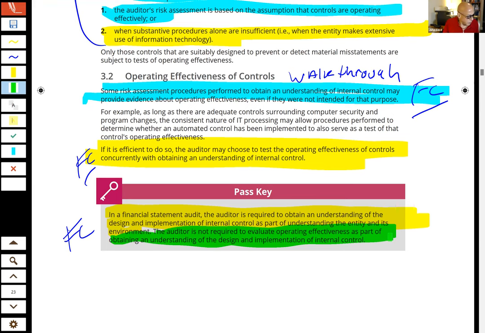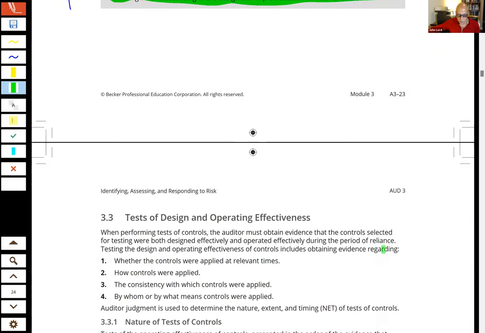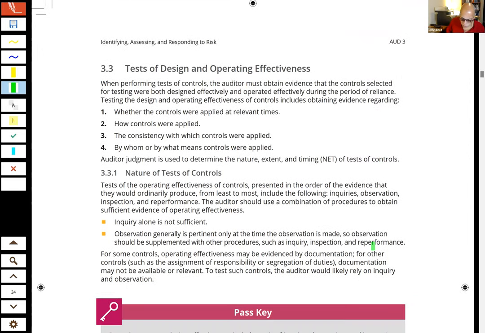Okay, good. Now you come over and they talk about the nature of our tests of controls. And when they talk about the nature here, they're going from least persuasive to most persuasive: inquiry being the least persuasive, then observation, then inspection, and re-performance is the most convincing way to look at the testing of the internal controls.